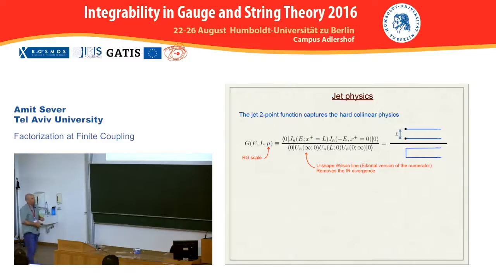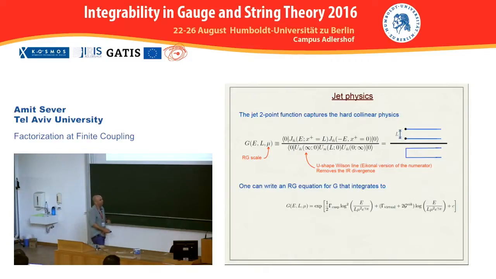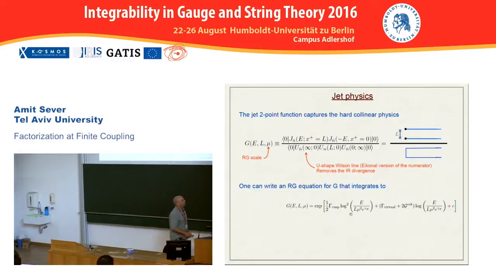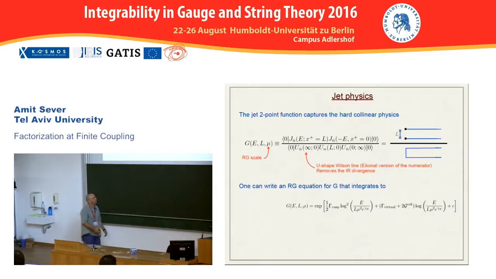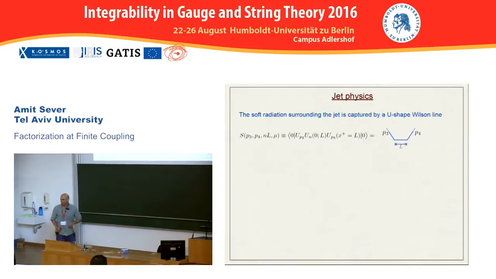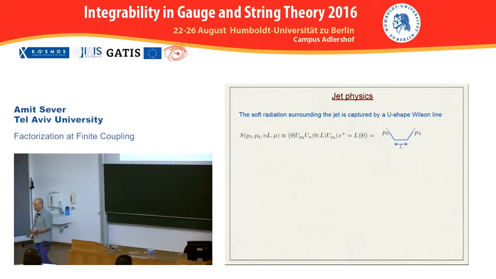So for this function, you can write an RG equation. It still depends on the UV cutoff, and integrated, it takes the following form. Here E is the energy in one null direction, and L is the separation in another. Importantly, mu is the regularization scale, the UV regularization scale. So this captures the collinear hard physics of the jet.